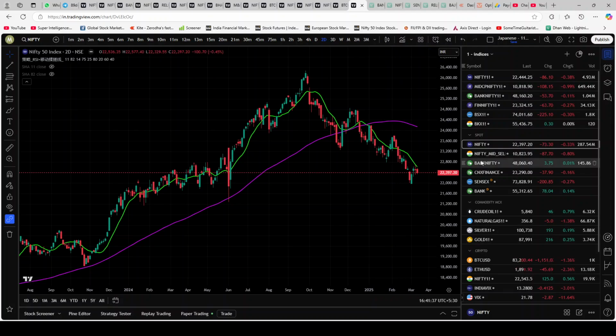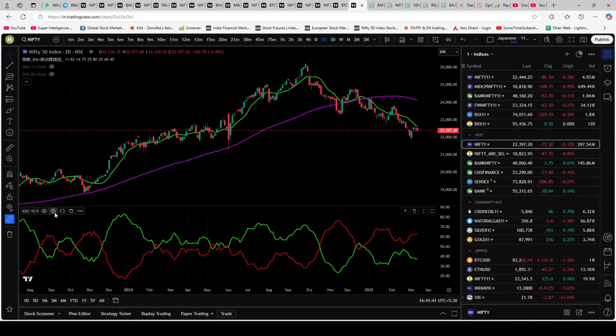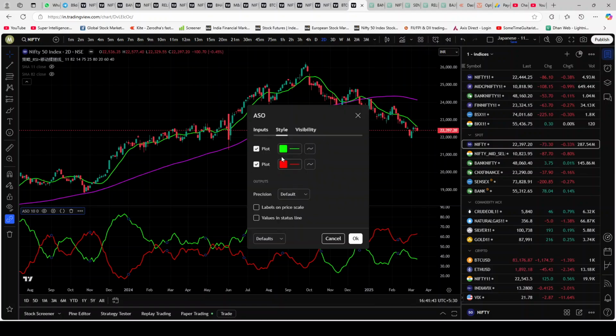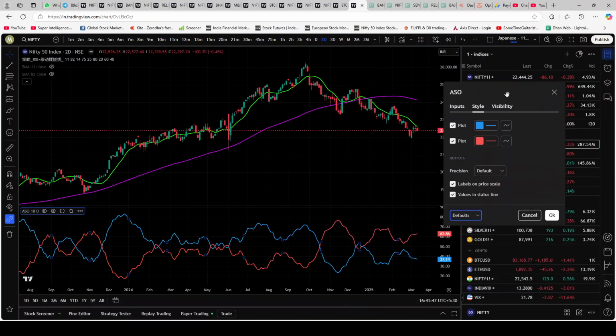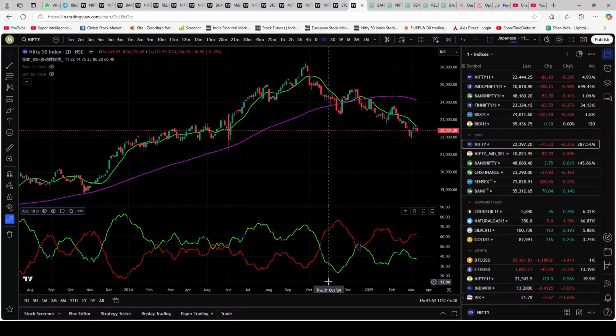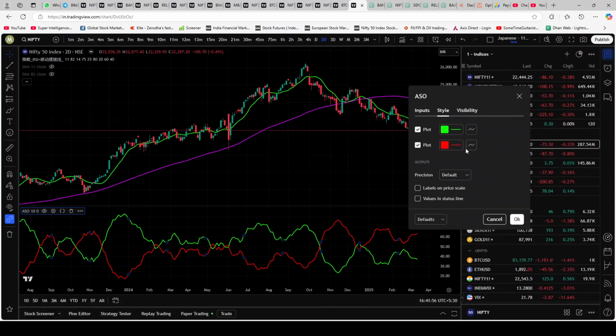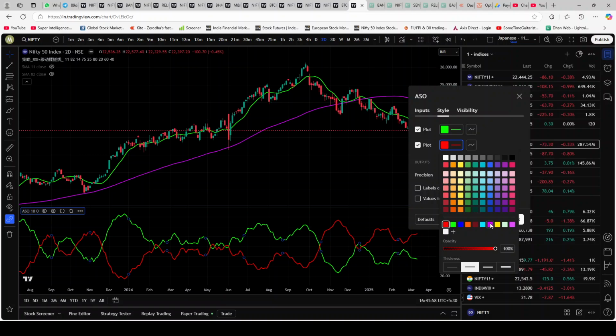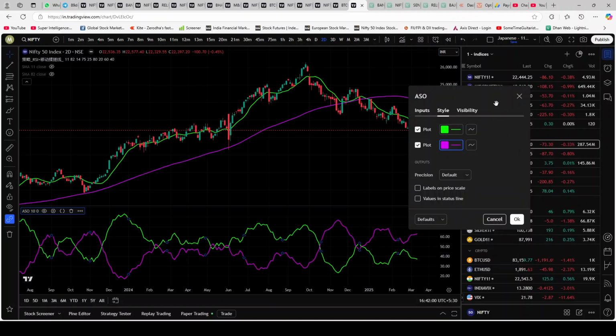So Nifty looks like this, and I'm using it with something called ASO in default settings. I've just changed the colors a little bit. If I say reset settings, it'll look like this. The only change I have made is instead of blue and red, I have made it red and fluorescent green. In fact, I'll change this also, and people know that I use purple, so I'll make this purple also. That way it probably will become clearer.